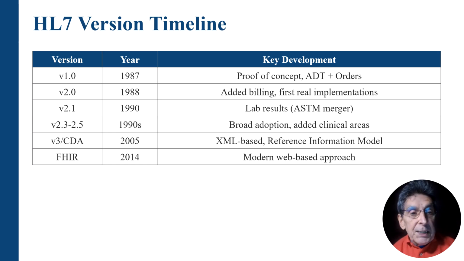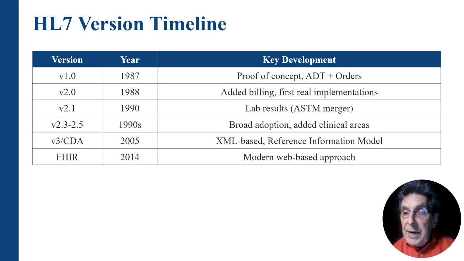Version 2 in 1988 expanded the scope, adding some billing capabilities and seeing the first real implementations outside of an academic setting. 2.1 in 1990 incorporated laboratory results through that ASTM merger. This was a major enhancement because lab results are such a high volume message type. Then through the 90s, versions 2.2, 3, 4, and 5 achieved broader adoption. Each version added new message types and refined existing ones. It became the dominant standard for healthcare messaging in America and eventually the world.